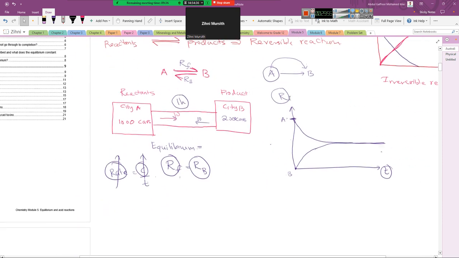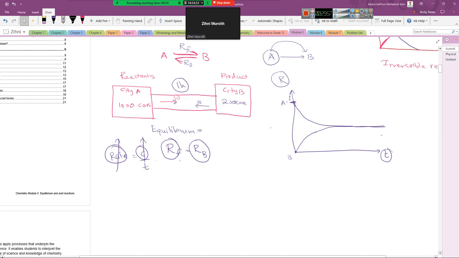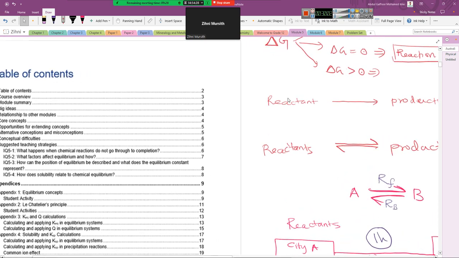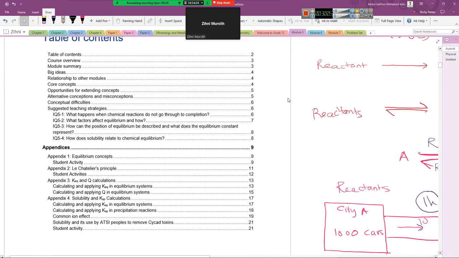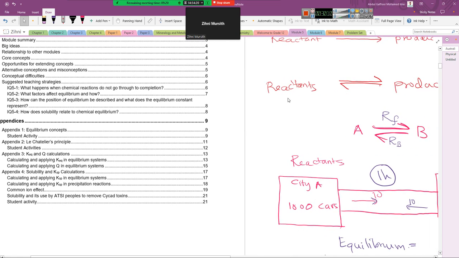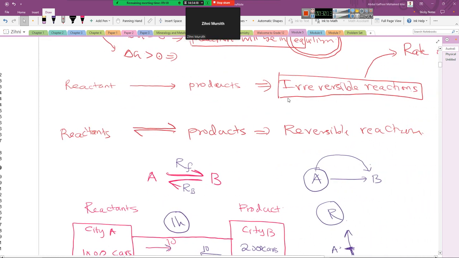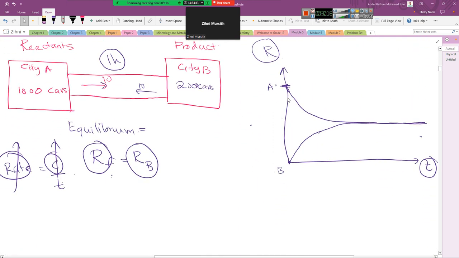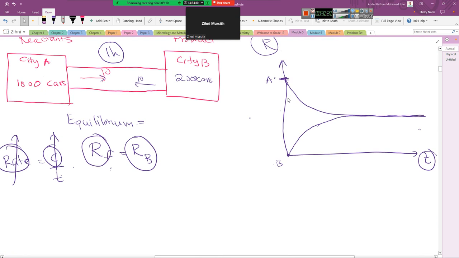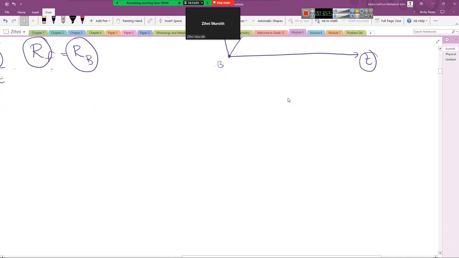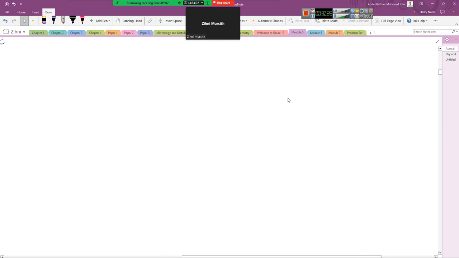Right. So now we will be moving to, here we have to study the equilibrium concept, Le Chatelier's principle, and Keq. Right. So now we have seen the rate profile for a reversible reaction. Now we will see how the concentration profile will look for a reversible reaction.